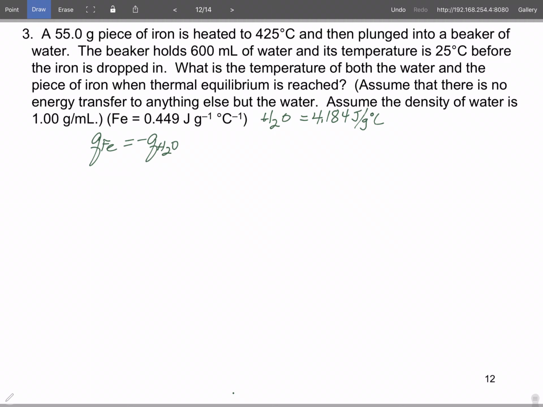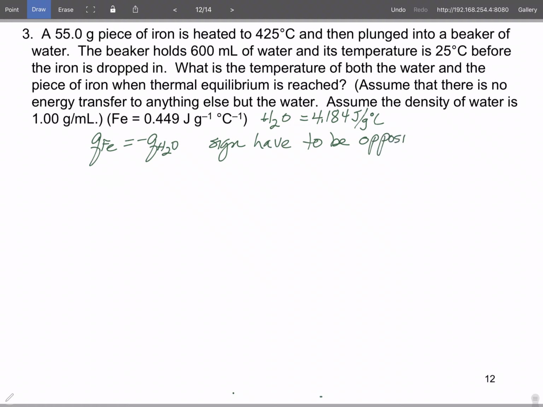I could have easily said the negative Q of iron is equal to the positive Q of water. The signs have to be opposite. That's all that counts. Is one of them going to come out negative and one positive? Yeah. But does it matter? No. Signs have to be opposite.